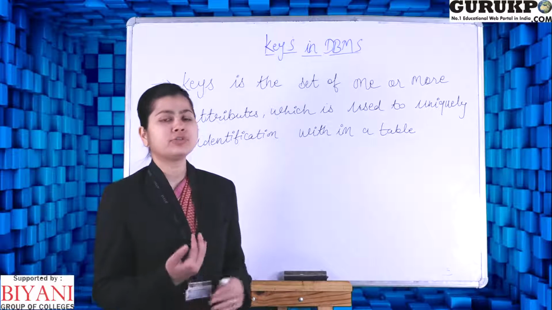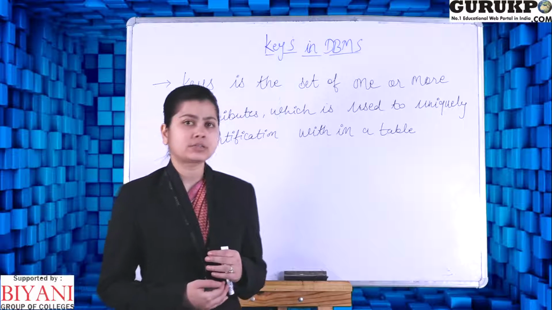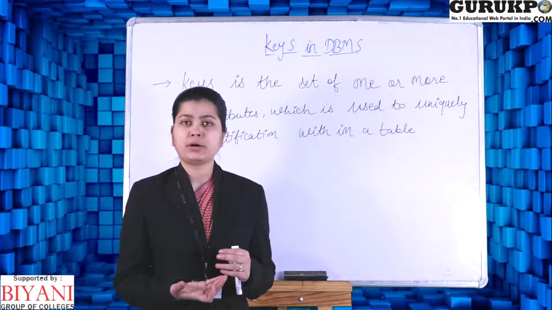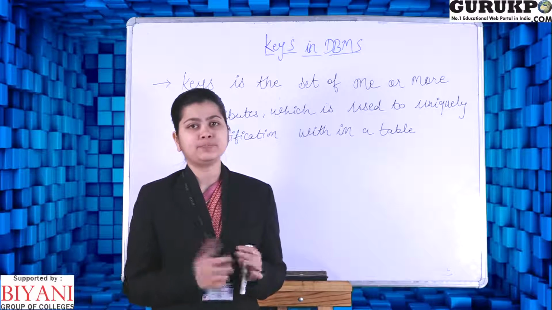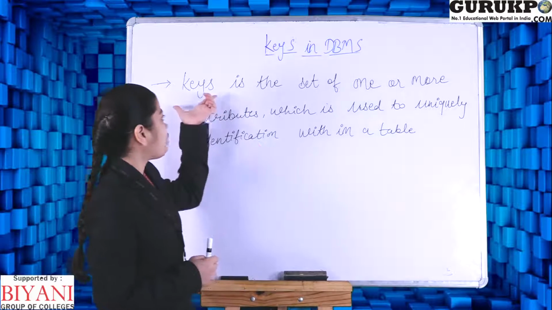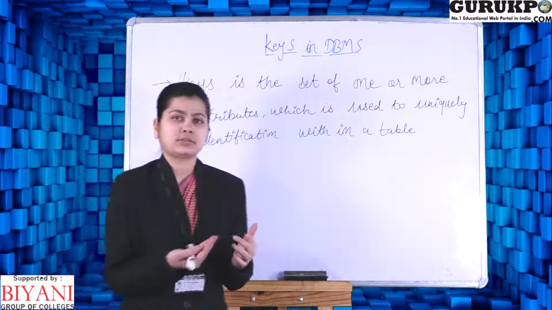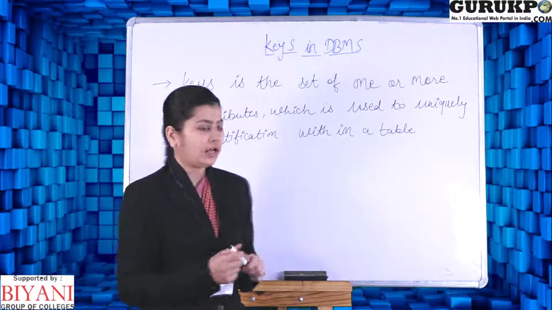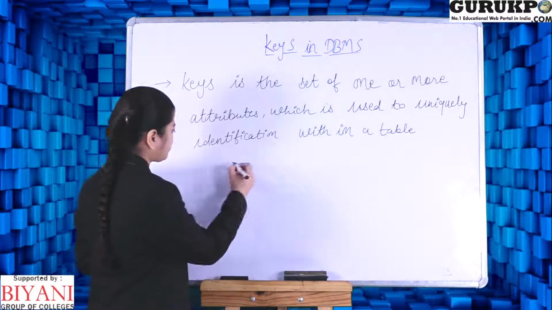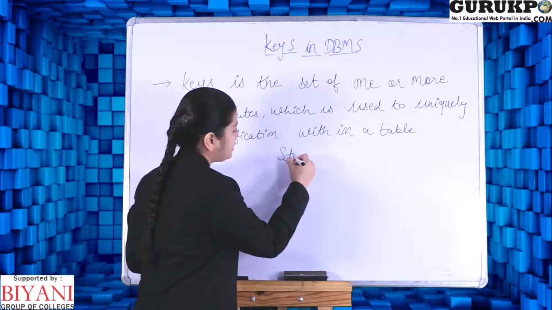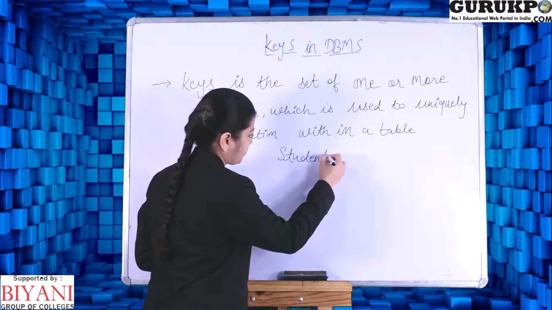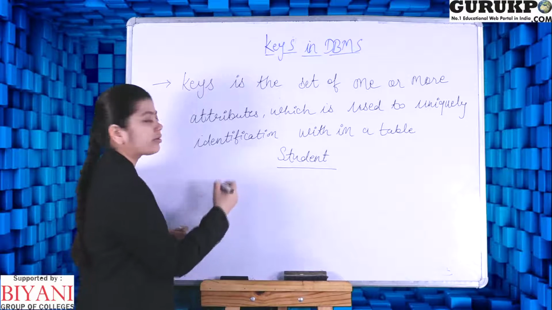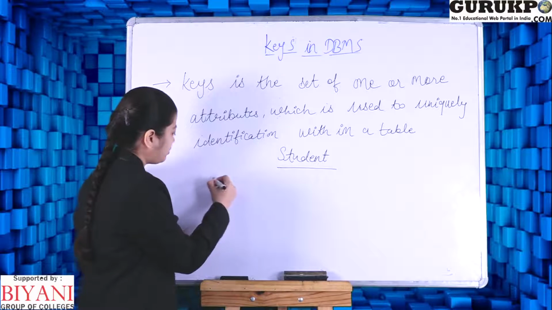Generally we store data in our database, and if we want to access a particular piece of data from our database, then we use a key. By using a key, we can easily access the data stored in our database. For example, if we have a student table in which the following columns or attributes are available.